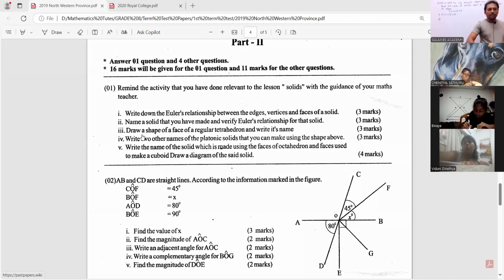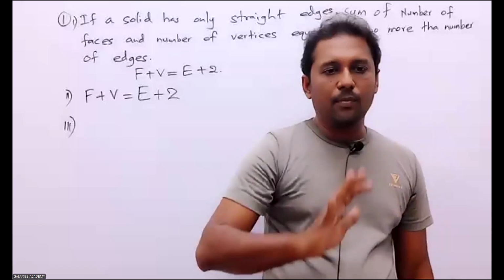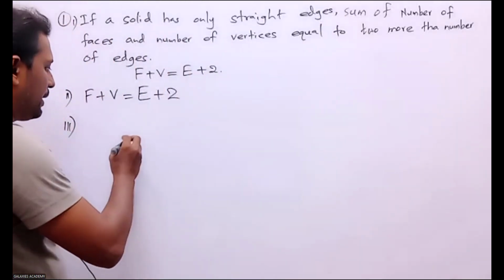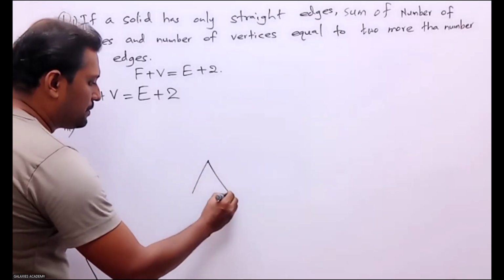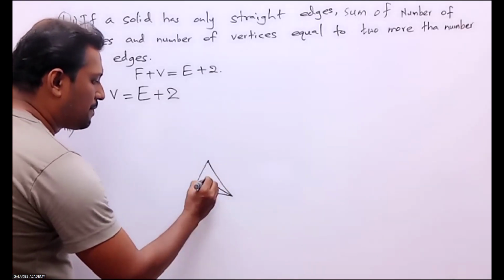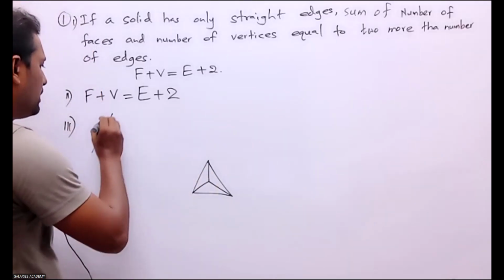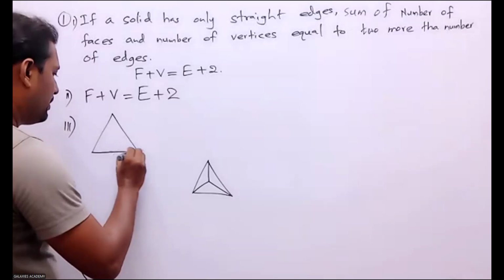Third one, draw a shape of a face of a regular tetrahedron and write its name. Right, regular tetrahedron, the shape of a face you have to draw. Regular tetrahedron means this one. Then this one face shape you have to draw. It is like this triangular shape.